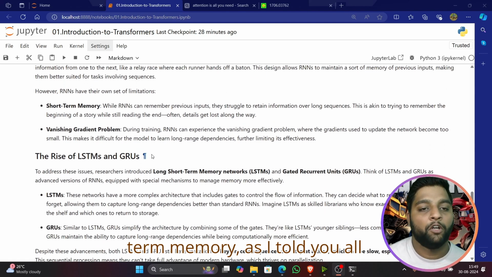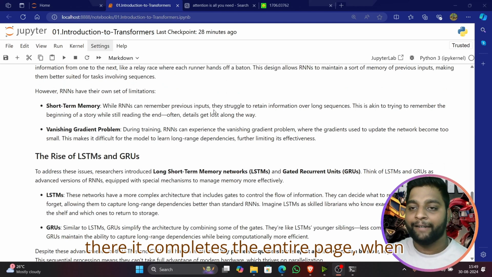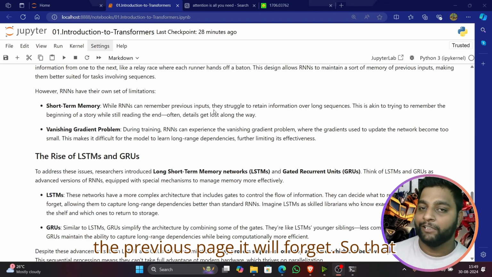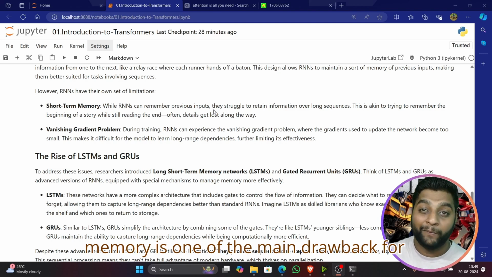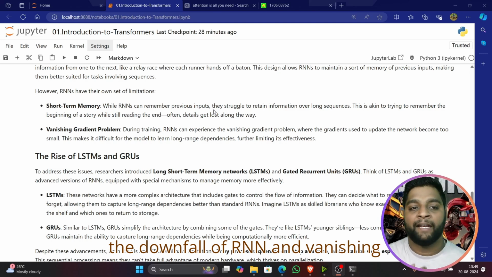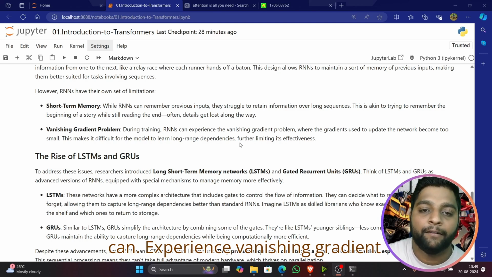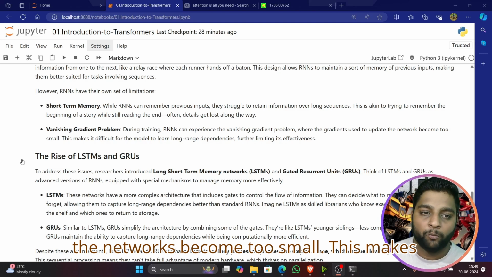Short-term memory, as I told you all previously. While it completes the entire page, when it goes to the next page in a book, it will forget the previous page. That forgetting, the short-term memory, is one of the main drawbacks and reasons for the downfall of RNNs. And vanishing gradient problems. During training, RNNs can experience the vanishing gradient problem, where the gradients used to adapt the network become too small.